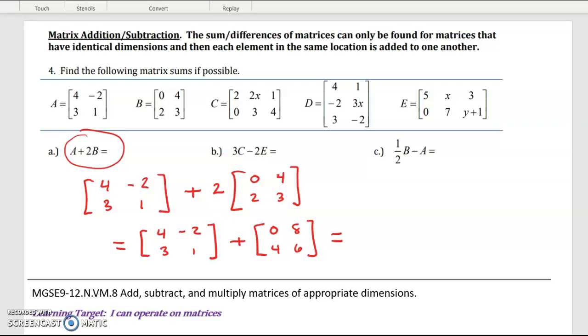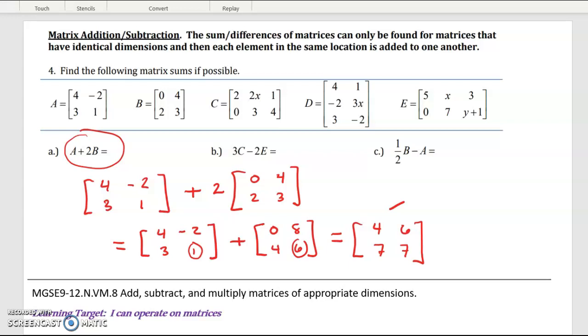And then once again, you add in what I call the obvious way. So you add the corresponding elements. So position 1, 1, you add to entry 1, 1. So 4 plus 0 is 4. -2 plus 8 is 6. 3 plus 4 is 7. And then 1 plus 6 is 7. Final answer. Boom. Okay, pretty basic.